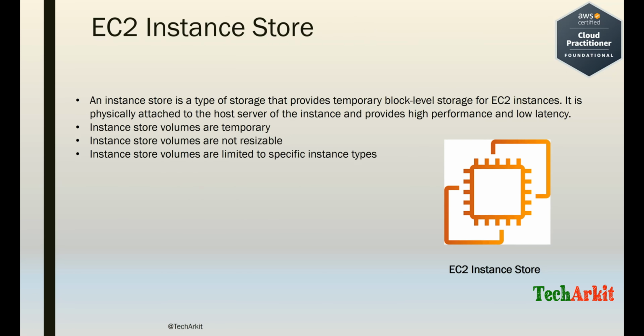Instance store is a type of storage that provides temporary block level storage for EC2 instances. It is physically attached to the host server of the instance and provides high performance and low latency. It gives you block level storage just like an EBS volume. But the thing is, if the instance is rebooted, the instance store will disappear. That's the major disadvantage here.